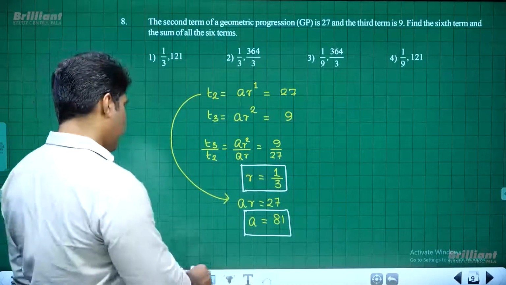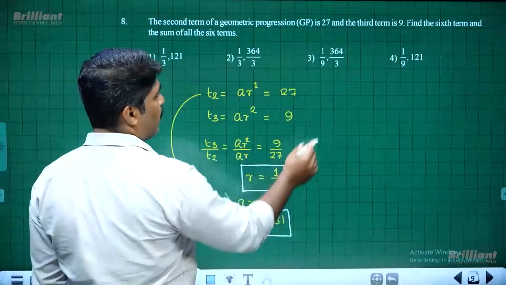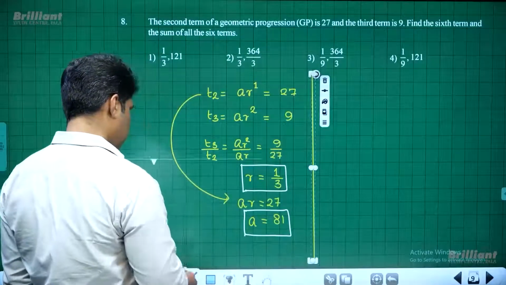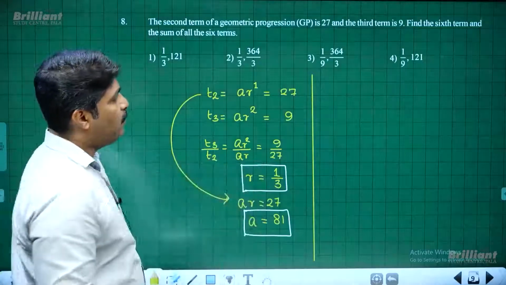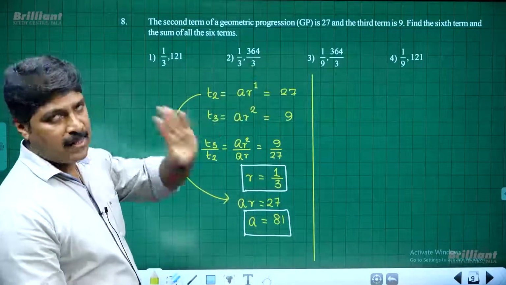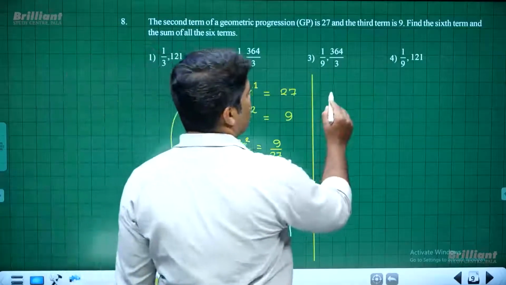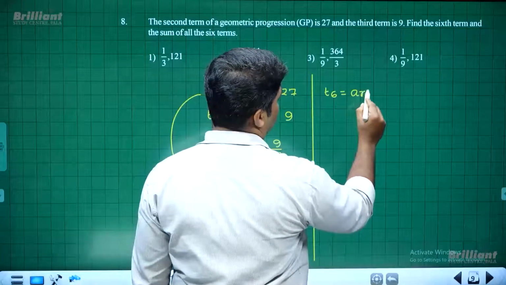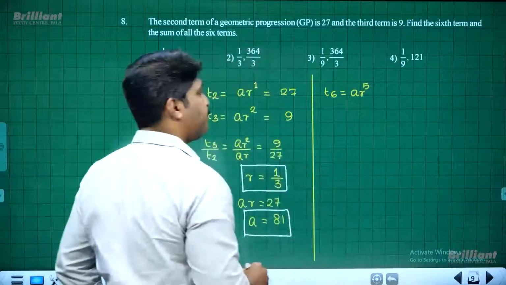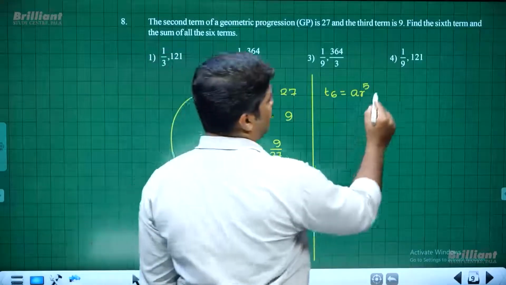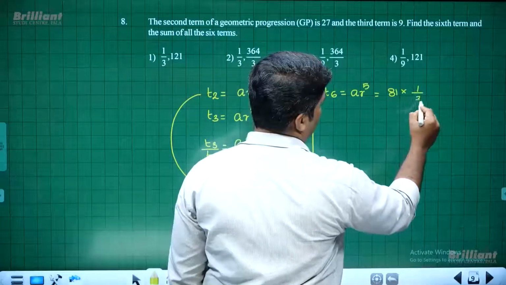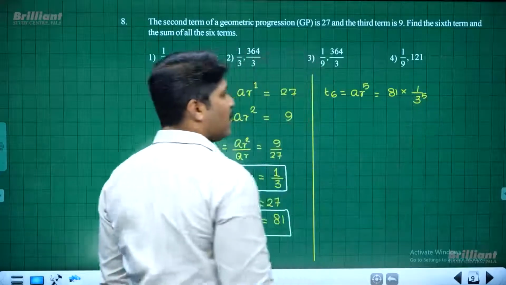Then what are we going to find out? In this case, we are going to find out the next step of operations. So we are going to find out the sixth term. How do we find the sixth term? The sixth term is nothing but a into r raised to 5. Here we have a equal to 81, so 81 into r raised to 5. That is 1 by 3 raised to 5.